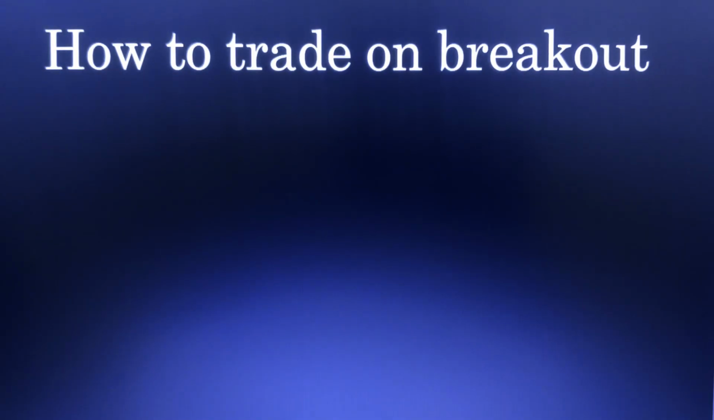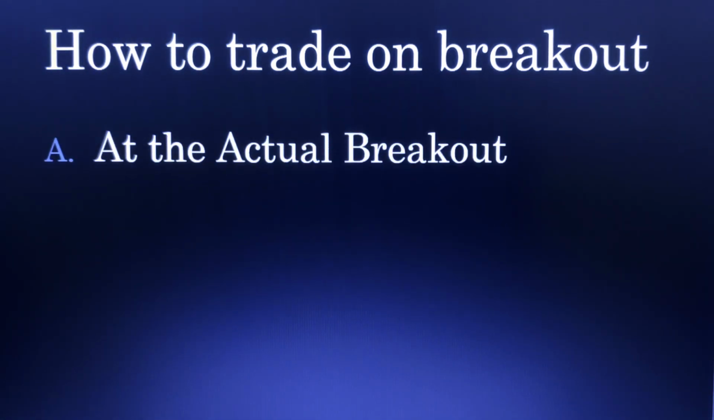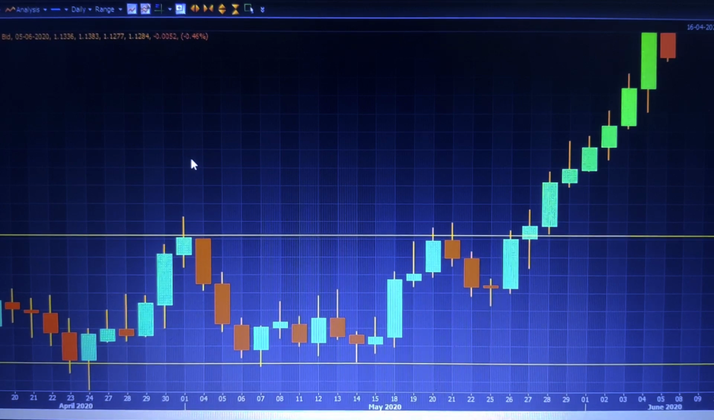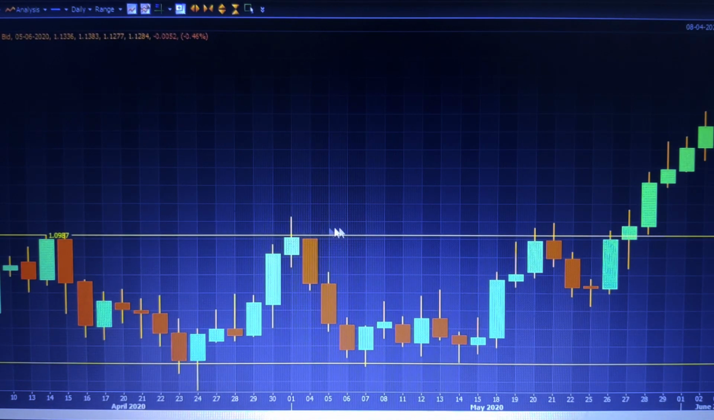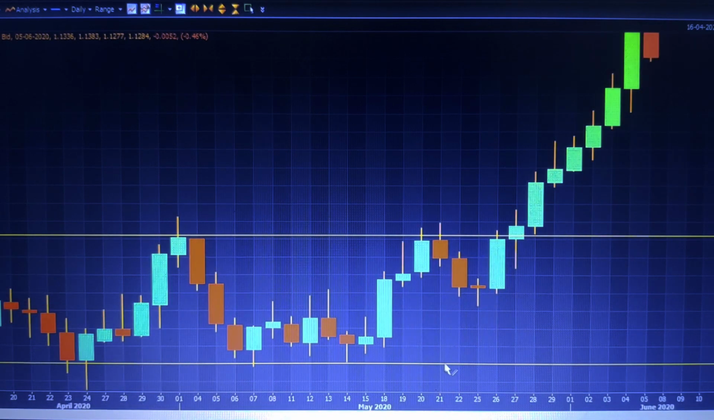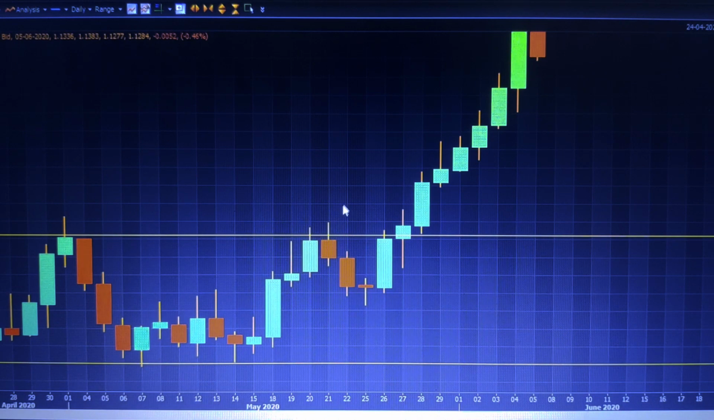Here are the ways to trade on breakouts. First we'll look at the actual breakout. What is the actual breakout? We can explain it in a chart. This is a currency chart where you can see the top. This is the resistance level, and this is the support level for some time. The breakout happened here. You can see the breakout happen.